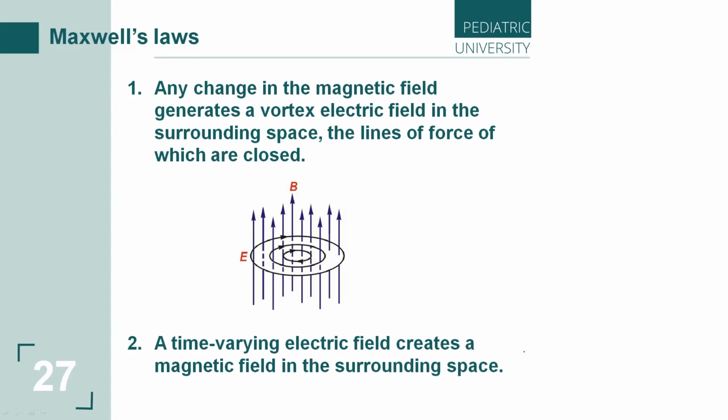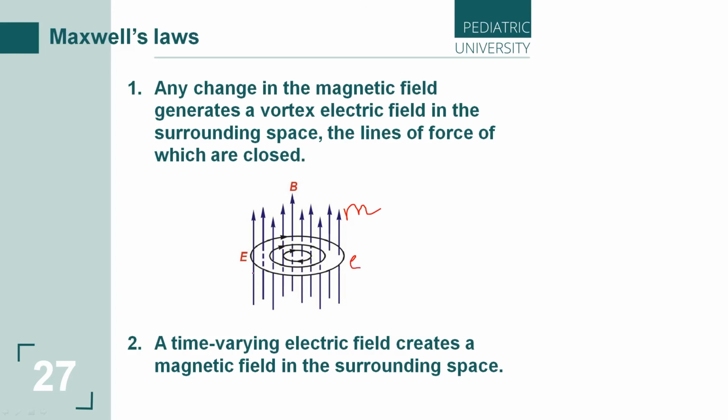We said that electromagnetic induction works in a symmetric way, each does everything opposite. A new idea: let's see the first point. Any change in the magnetic field generates a vortex electric field in the surrounding space, the lines of force of which are closed. If the violet arrows are the magnetic field and the black arrows are the electric field.